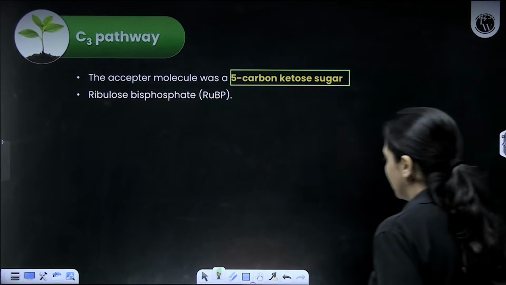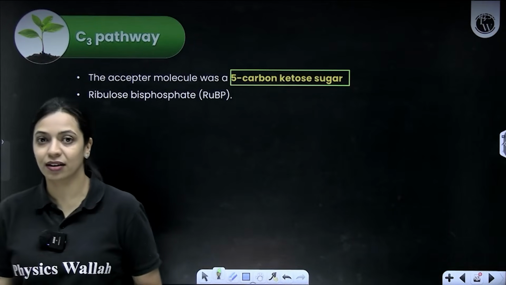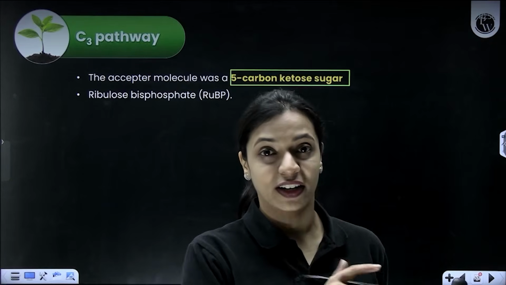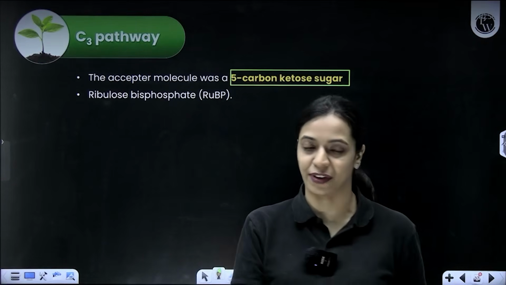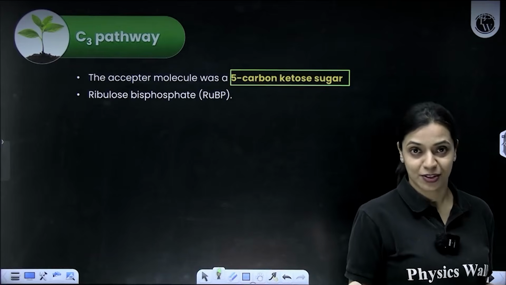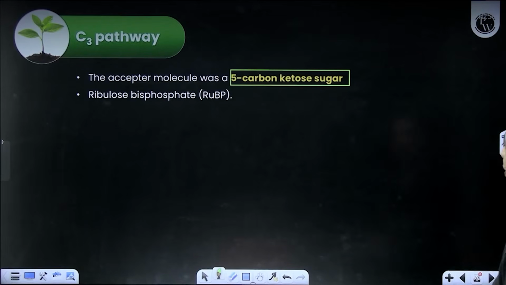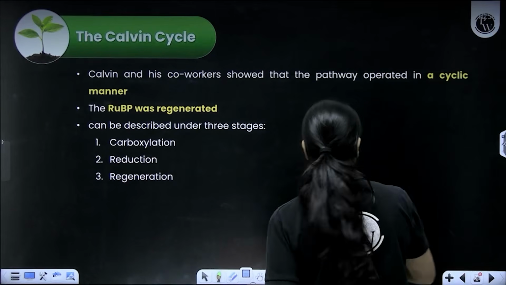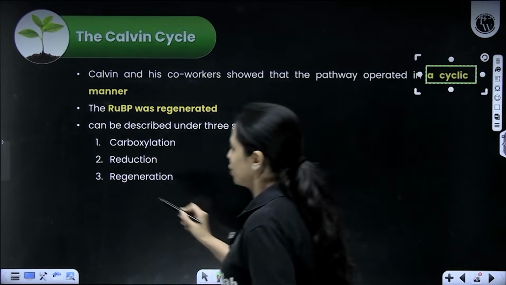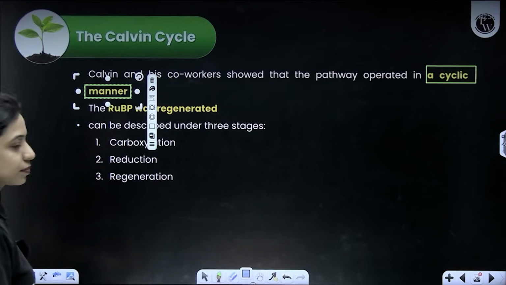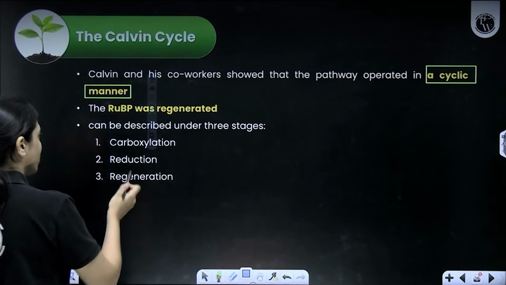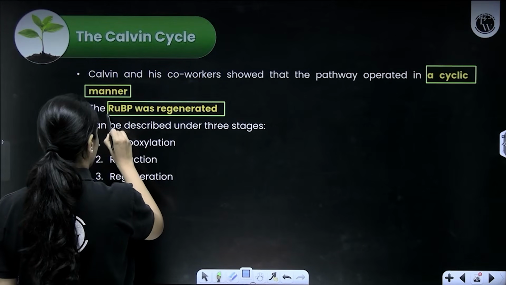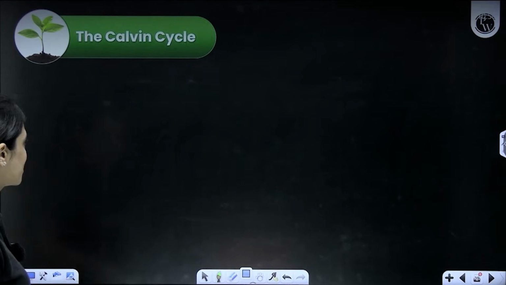Okay. Now, why is it not called diphosphate like ADP? In ATP, what happens? Phosphates are attached end to end like that. You call it diphosphate. Here, they are two different carbons. You call it bisphosphate. Okay, first carbon and fifth carbon. Now, let's see what happens. So, they figured that formation of glucose happens in a cyclic manner. And in this process, RUBP gets regenerated. Okay, so what are the 3 steps we'll understand?